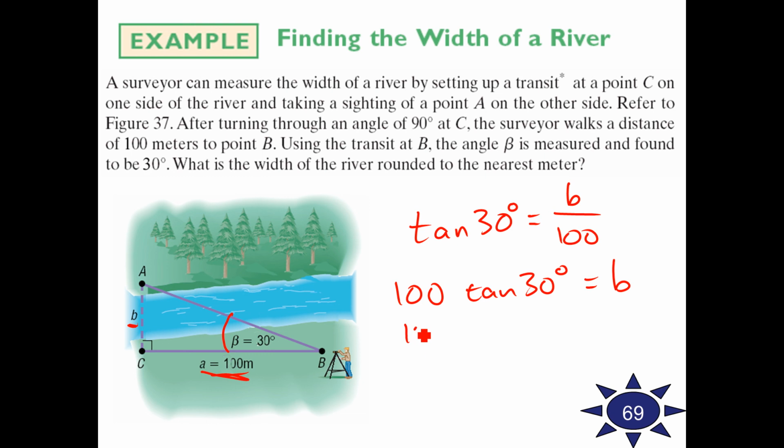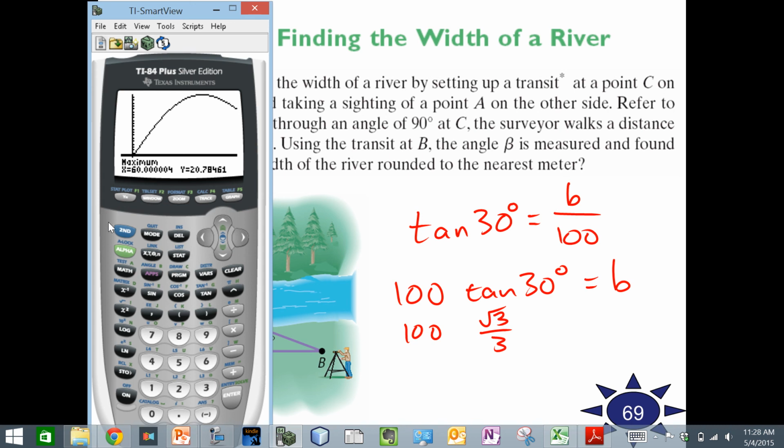Now tan 30 is root 3 over 3. But since that's not going to come out clean, let's go to our calculator and figure out what 100 root 3, all divided by 3, equals. So 57.74 feet. Is it feet? No, meters across your river. Try problem 69.